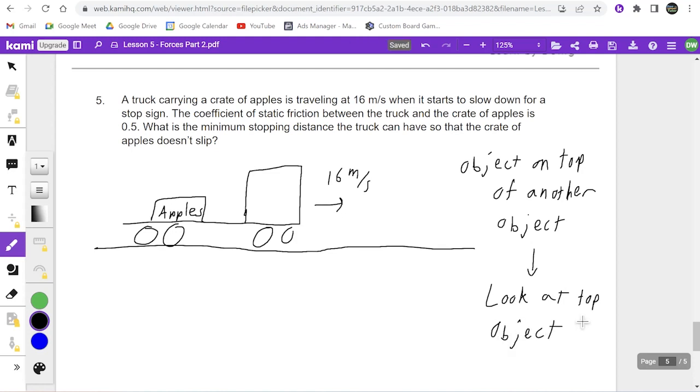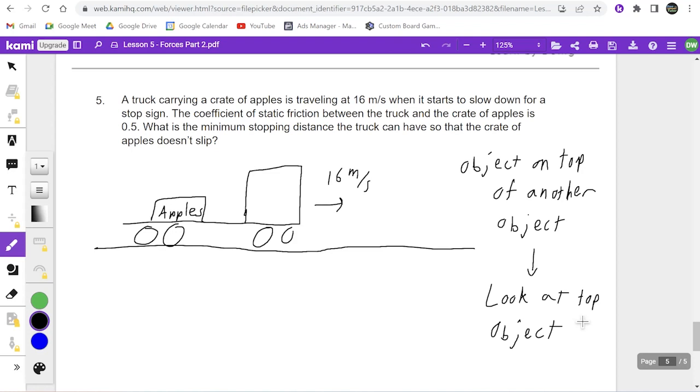Yes, technically there are multiple objects in this problem. Like for instance, the truck is obviously an object, but we don't know the mass of that truck. We don't know the coefficient of friction with its tires. It would be a bad idea to include the truck in this problem. We're just going to deal with the apples.